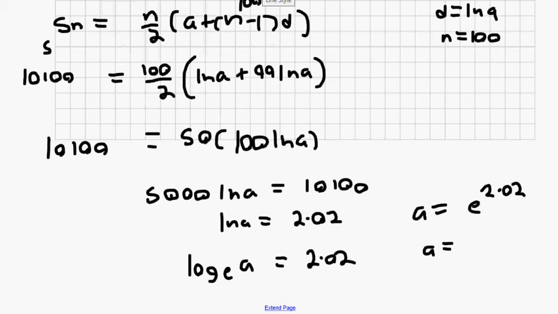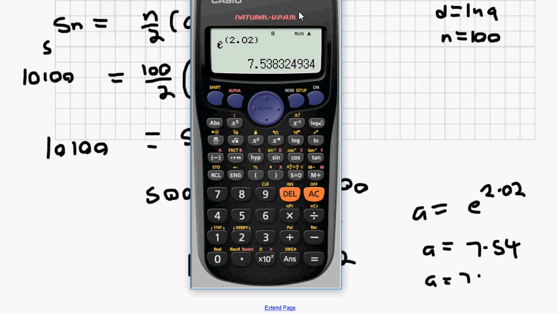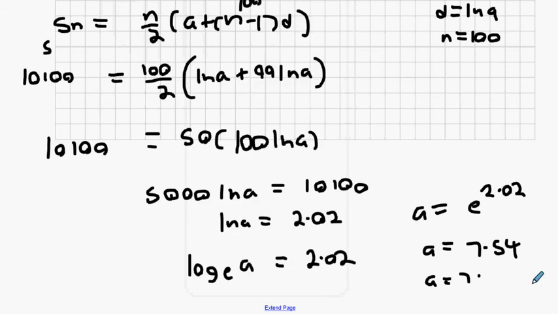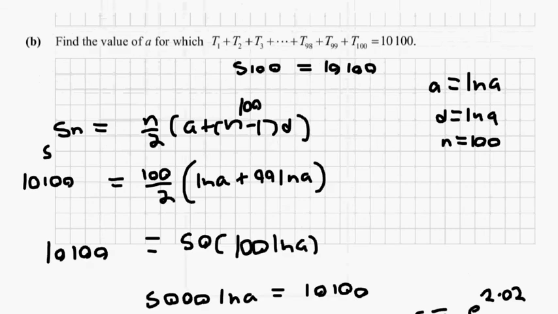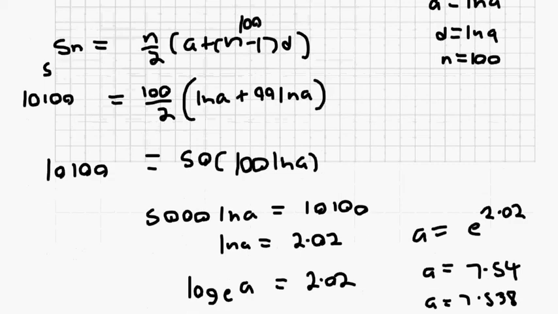Yeah, that differs from the answer in the mark scheme. I believe the mark scheme made an error. Or 7.538 if you wanted 3 decimal places. We must see what it was asking for. It didn't actually ask for specific decimal places.